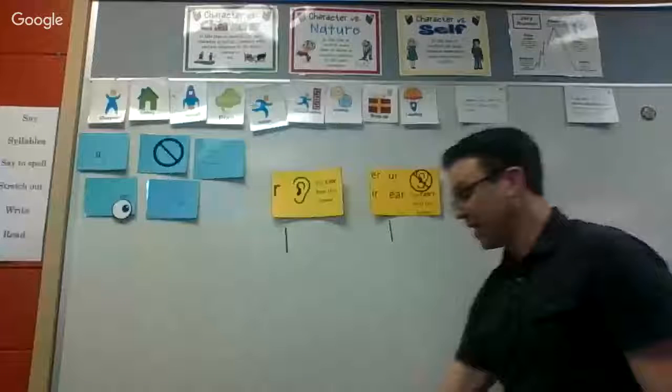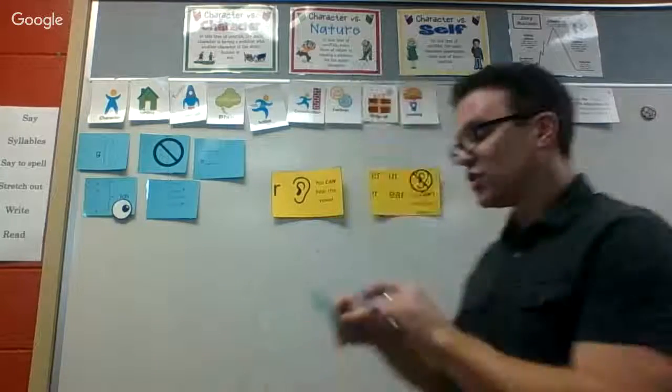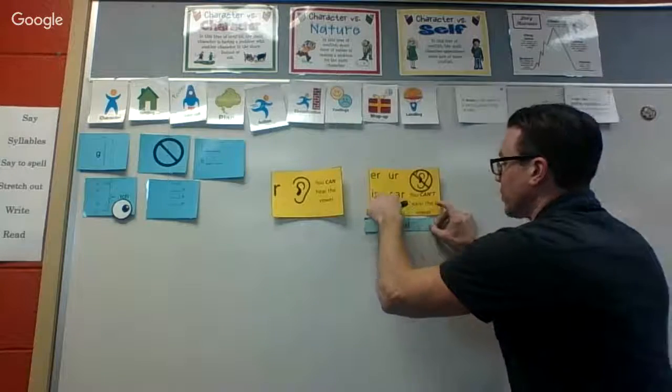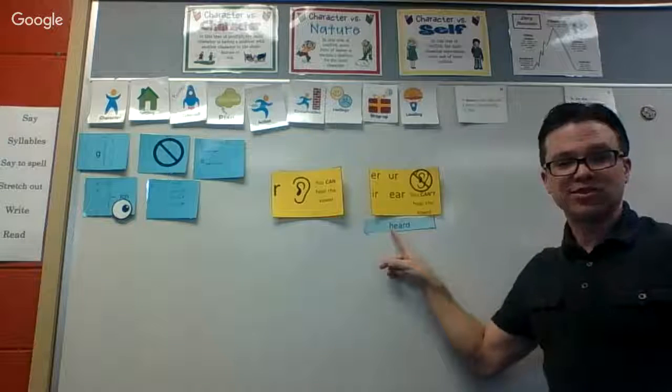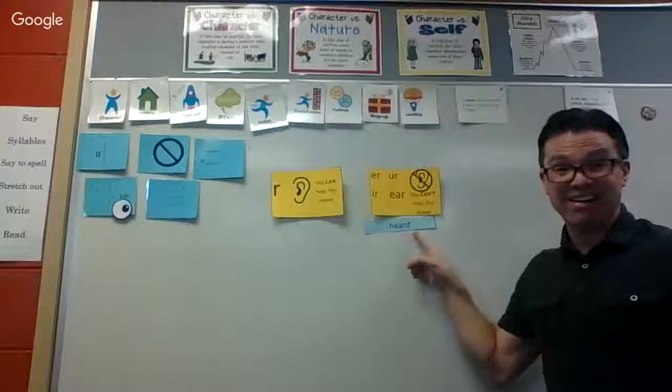So let's try one together first, and then we'll get started on our own, okay? So let's think of the word heard. Heard. If I stretch it out, I hear absolutely no vowel. Do I? Heard. So I'm going to put the heard in this column. Do you see it? It has an EAR.